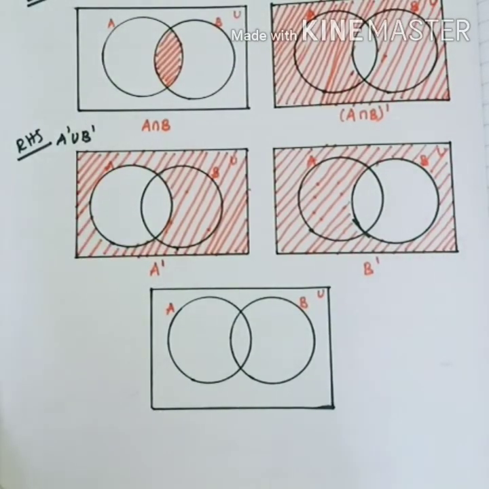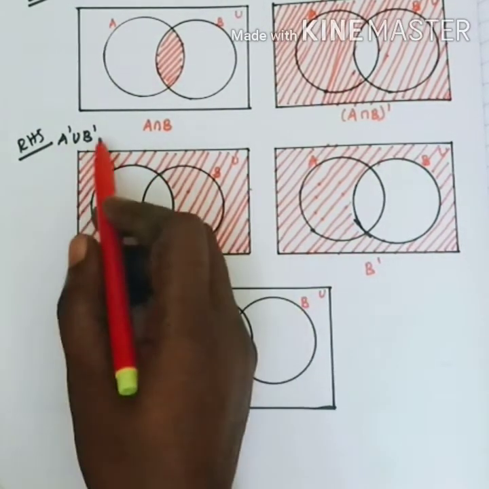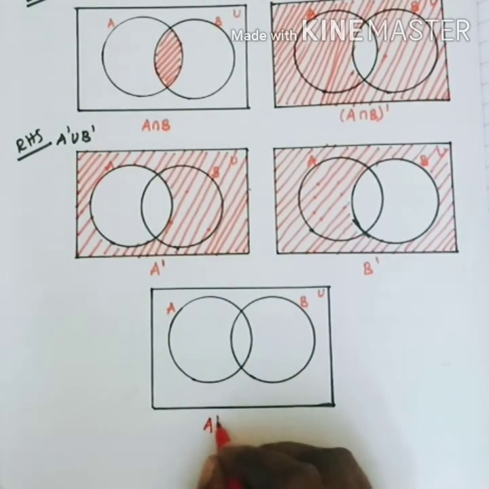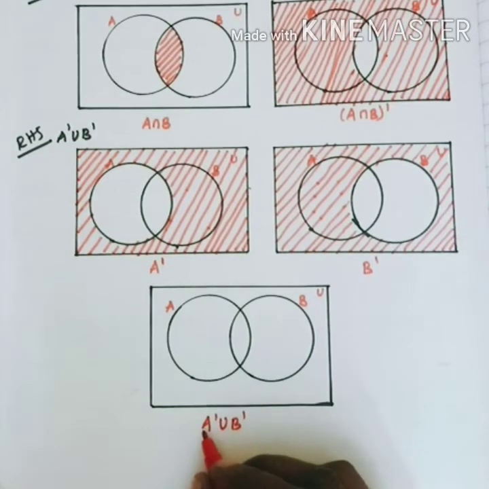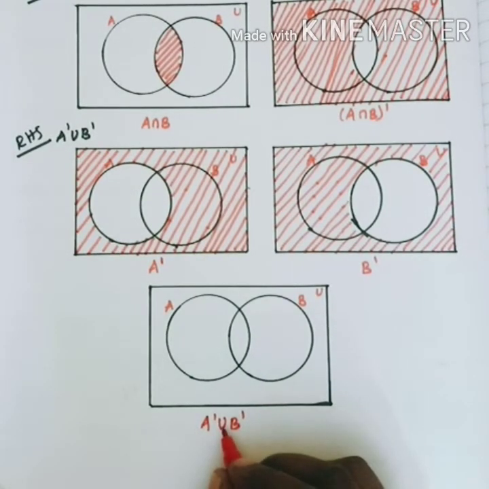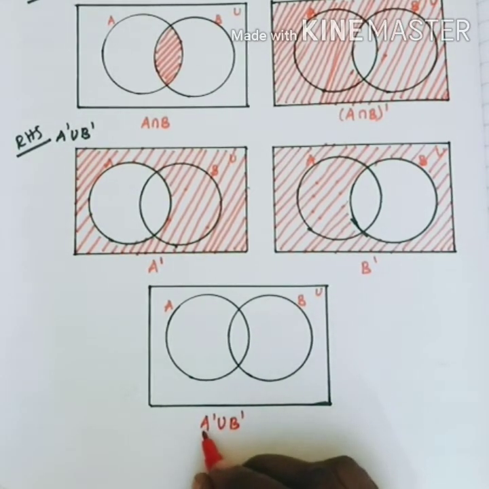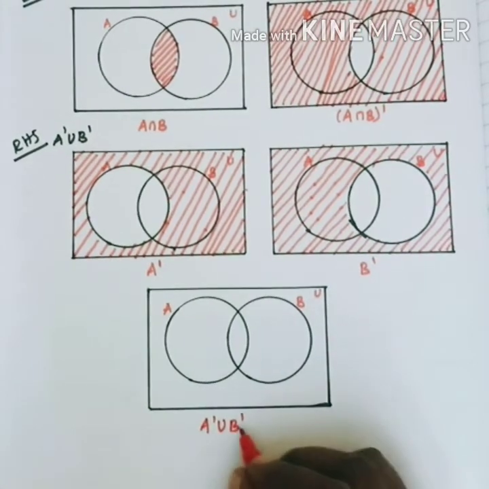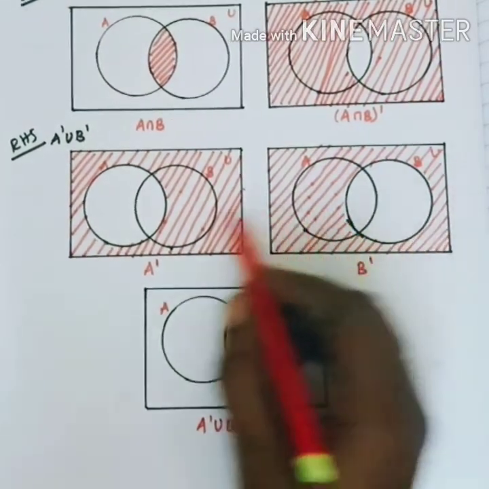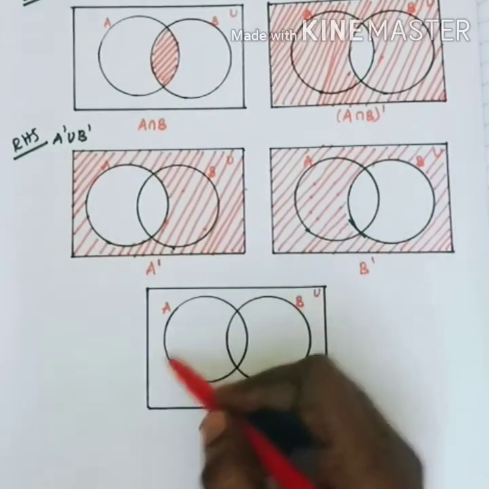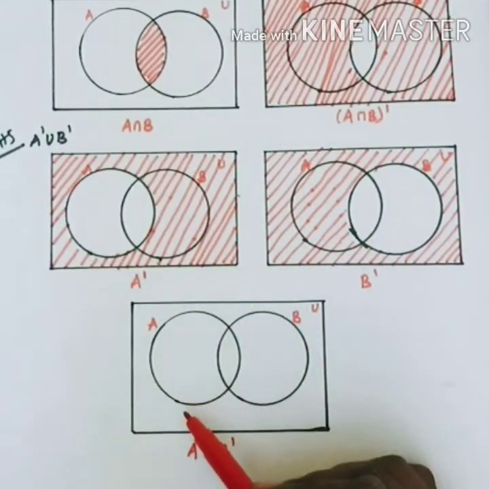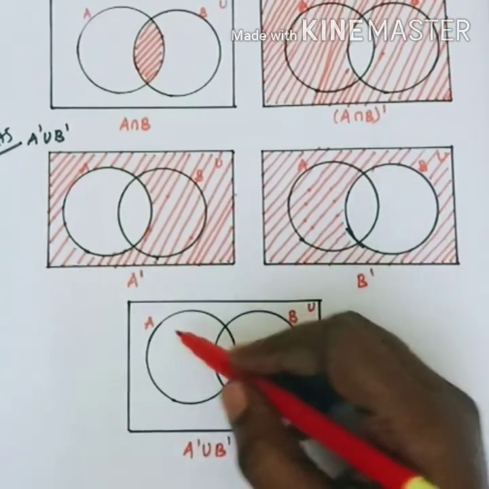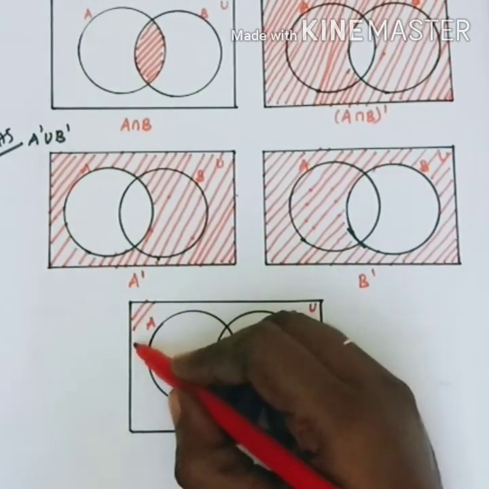Now find the right hand side fully. Right hand side we have A dash union B dash. Union means we have to shade the portions. You have to combine and shade the portions of A dash and also the portion of B dash. Wherever you shaded these two diagrams, you have to shade together in this diagram.